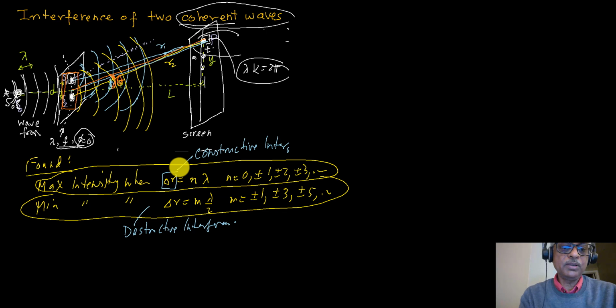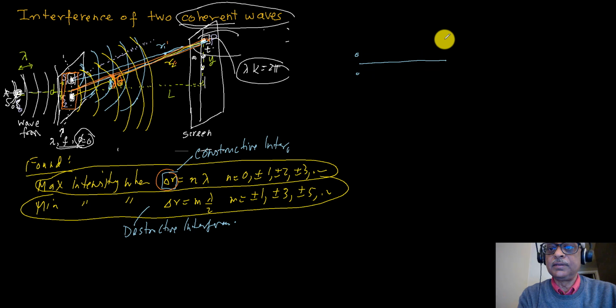Okay, so I want to convert these differences in distances to the direction in which the point P is. So we have this geometry here: two slits, and we can look at some arbitrary point P over here. This is R1 and this is R2, and this angle, the direction, is theta.